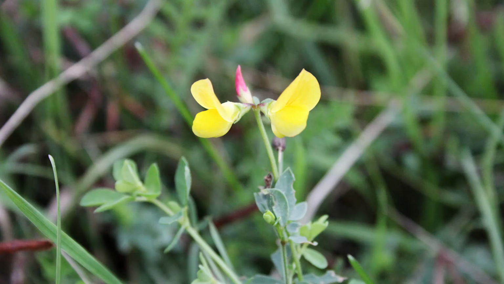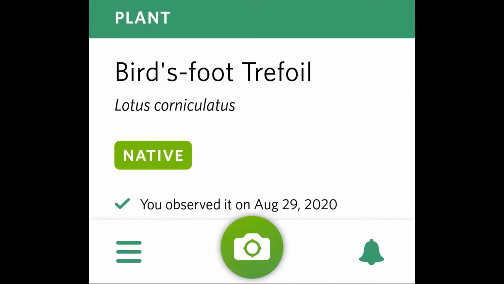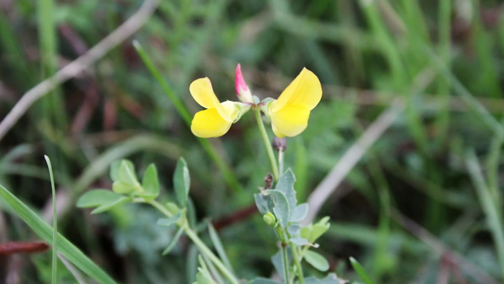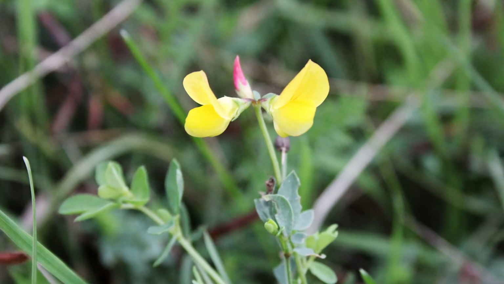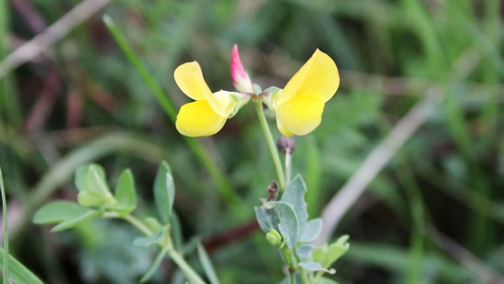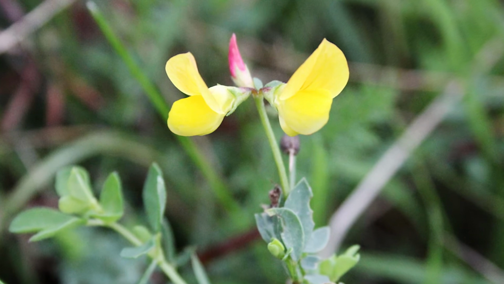The next one was one I'd forgotten I knew. As soon as Seek ID'd it as Birdsfoot Trefoil, I thought, oh yeah, I should have known that one. I think the problem was that I didn't look at it properly and engage my brain. Just goes to show you shouldn't necessarily let computers do the work your brain can do.